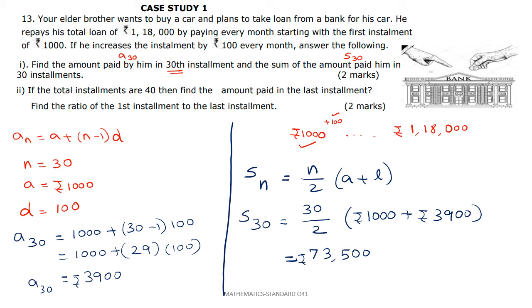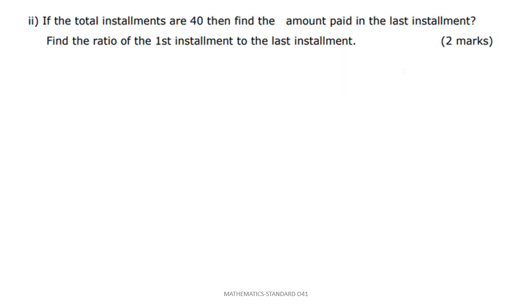Okay, this is a very direct question, children, very easy one. So do the calculation properly. First you do the brackets, then go for the other parts. Now let's do part 2 of this problem. If the total installments are 40, then find the amount paid in the last installment. So what are they asking? They are asking a40. So let me do it on the next page.